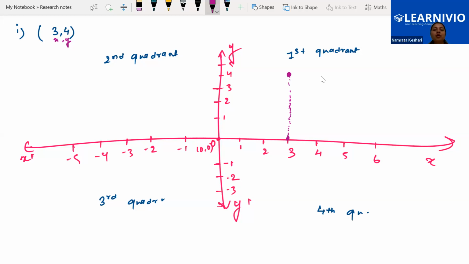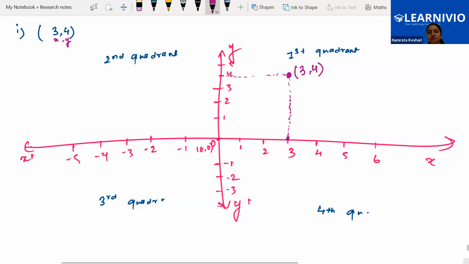Now from here, if we drop a perpendicular on the y-axis, it must touch at 4. Then we will say this is the point which is (3, 4). And yes, it lies in the first quadrant. So can we make one conclusion over here that if x is positive and y is also positive, then the point will lie in the first quadrant? Yes, ma'am. Rest of the students?